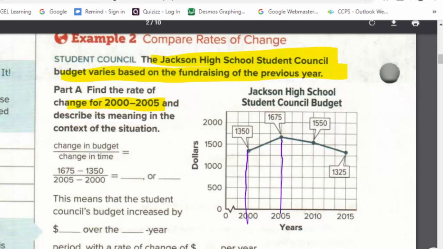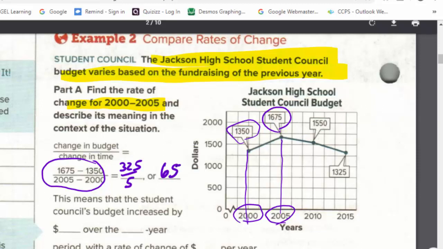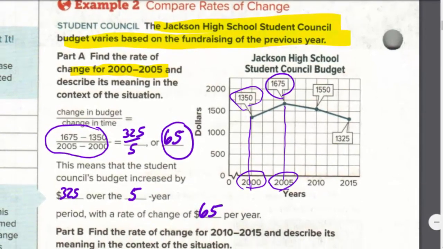So we're going to use the ordered pairs of 2000 and 1350, and then 2005 and 1675. And you see they actually put that over here for us already. So we go ahead and subtract those, and we end up with 325 over 5, and that comes out to 65 if we divide that out, so 65. This means that the student council's budget increased by $325 over the 5-year period with a rate of change of, and that's the rate of change right here, which is the unit rate of $65 per year.